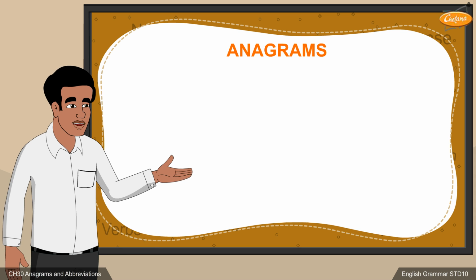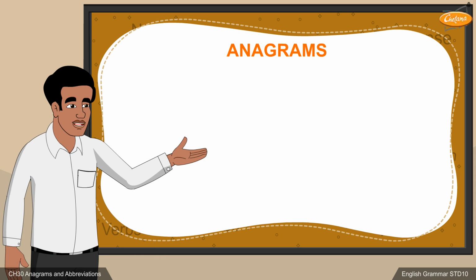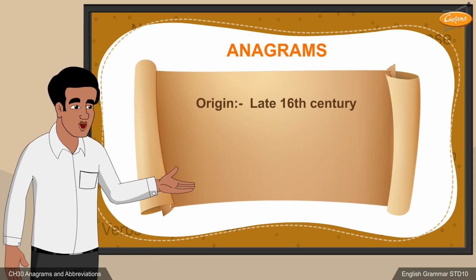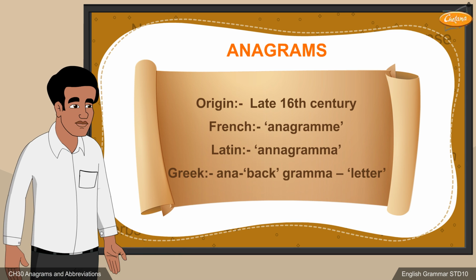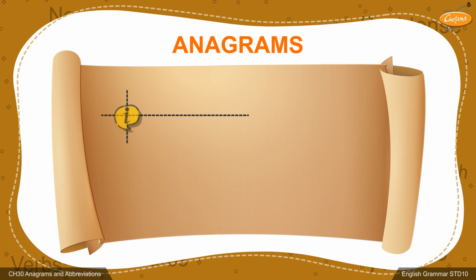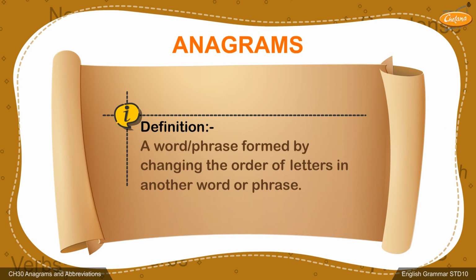The origin of this word can be traced back to the late 16th century from either French, Latin, or Greek languages. An anagram is a new word or phrase formed by rearranging the order of the letters in another word or phrase.